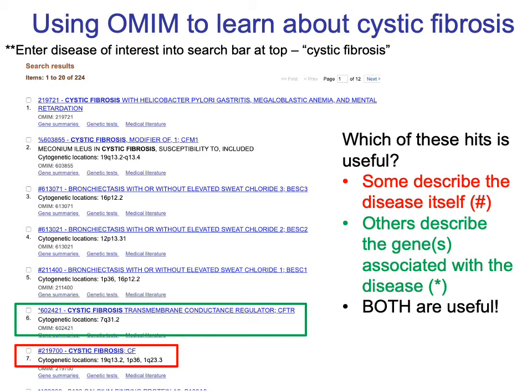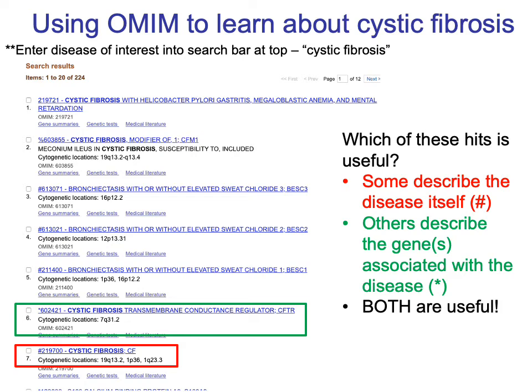So I've boxed this entry number 6. It has an asterisk, 602421. Both of these are going to be useful links because in your research paper, you will be describing the disease, but you'll also be describing a particular gene that you select that's associated with the disease. Remember, with those complex diseases, there may be multiple genes from which you can choose. For cystic fibrosis, there's only one, and it's the CFTR gene.